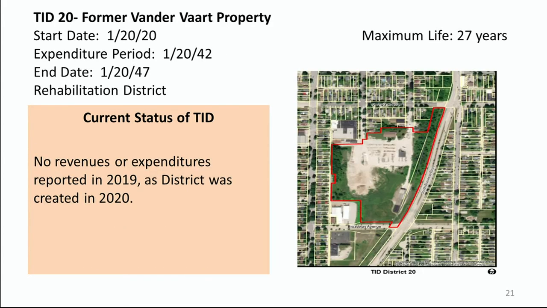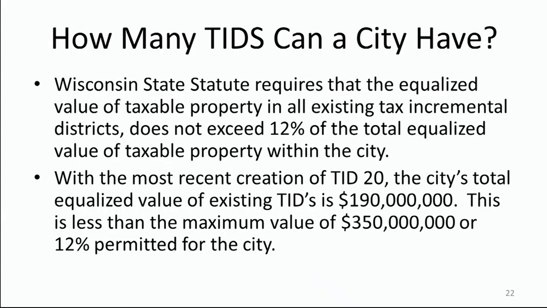TID 20 was created as of January 1st, 2020. It's open for 27 years as a rehabilitation district through 2047. It has no expenditures or revenues as it just was started, but will be done to facilitate redevelopment of that property. So how many TIDs can the city have?